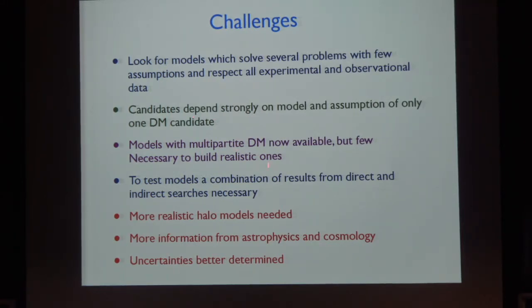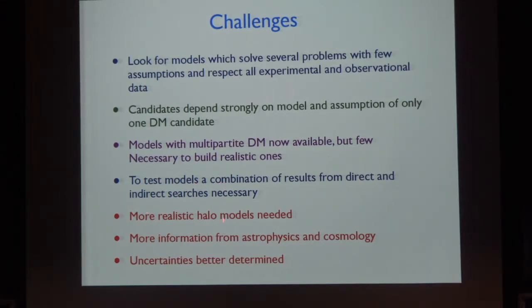Candidates depend strongly on models and assumptions of only one dark matter candidate, on the details of the model. But it's difficult to do searches with model-independent quantities, yeah? So there are models with more than one particle now, but there are very few, so we need to build at least a couple of realistic ones, which are good, and test them in cosmological or astrophysical setups, yes? Because we're assuming that this is the physics beyond the standard model. So we need a combination of direct and indirect searches.